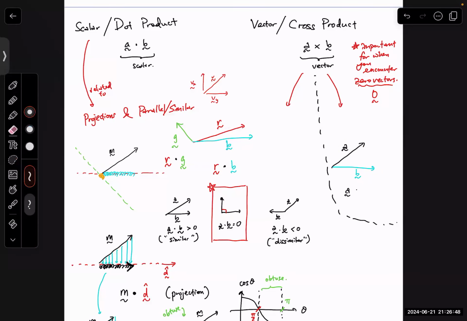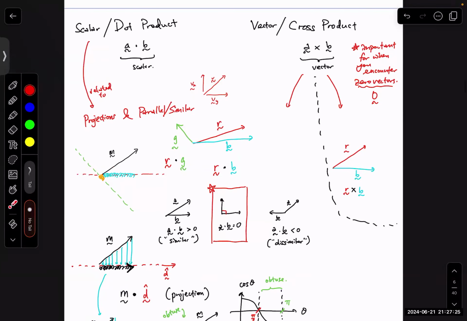A, I don't like to use black for the vectors. Let's use red for the vectors. Okay, so red vector A, I'm sorry, let's change it to R for red. Vector R cross vector B. When we do a cross product, we are sweeping from the first vector, vector R, to the second vector, vector B.